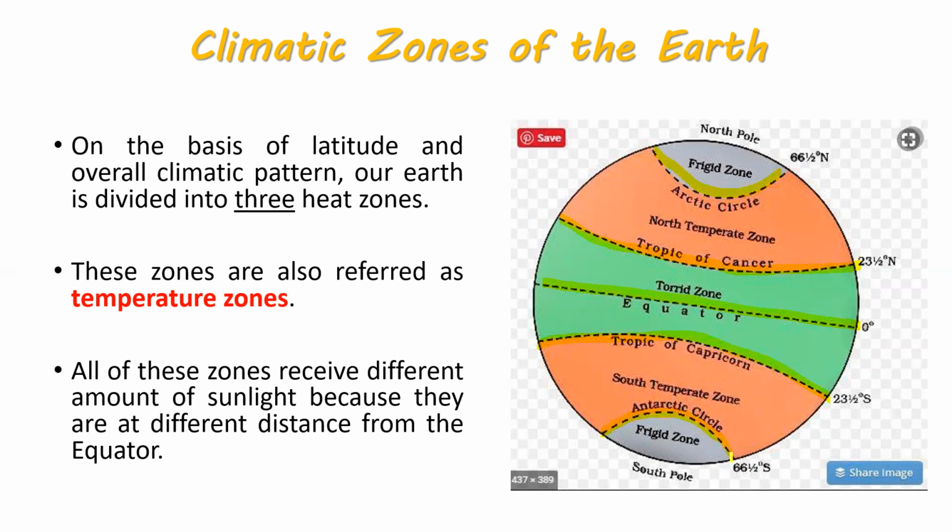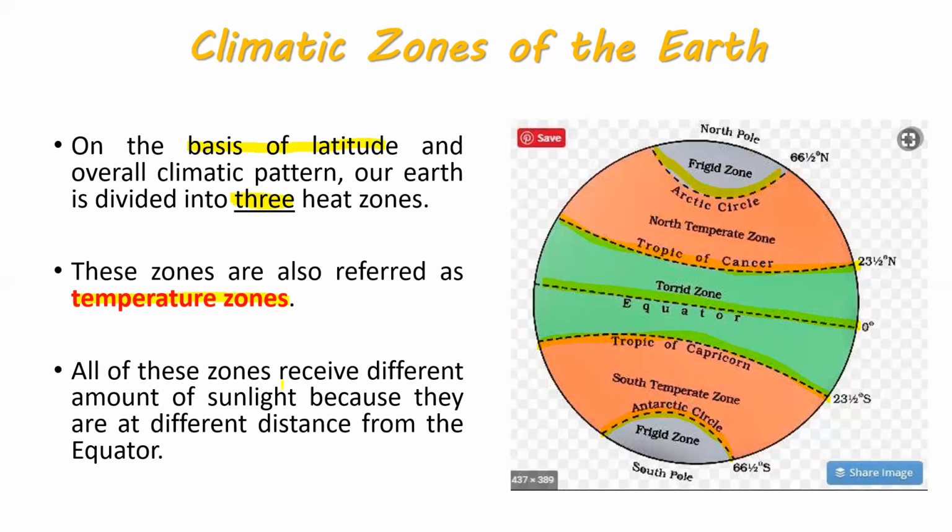Now, as you see, all these latitudes are dividing our earth into so many parts. These parts are separate temperature zones. Okay? Now see, on the basis of latitude and overall climate pattern, our earth is divided into 3 heat zones. All right. So what are the 3 heat zones? We will come to that. These zones are also called temperature zones.